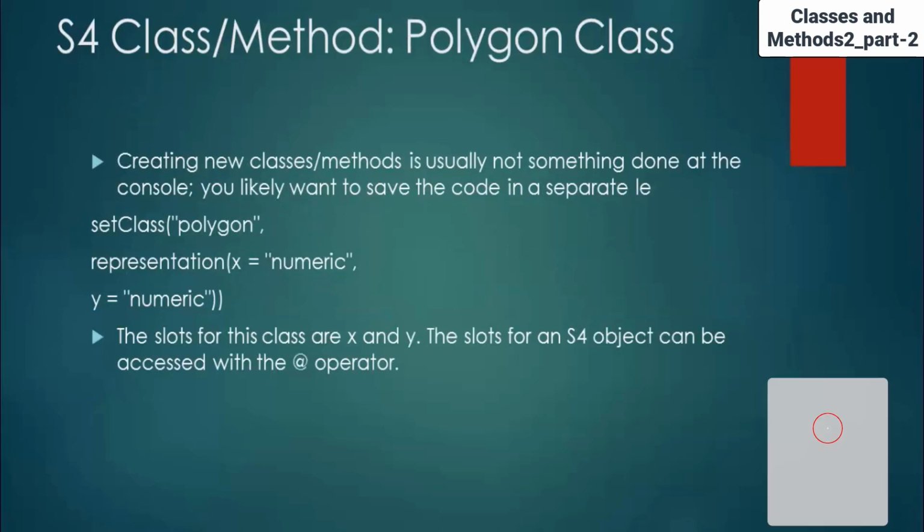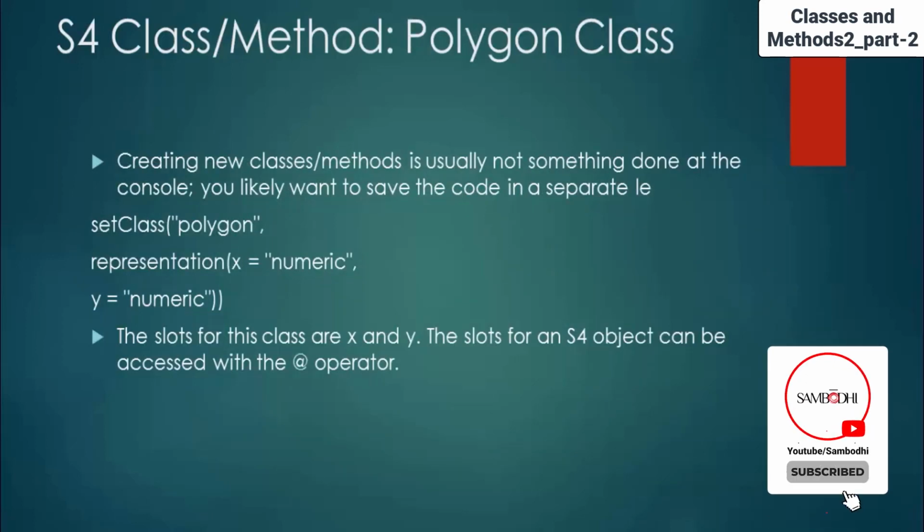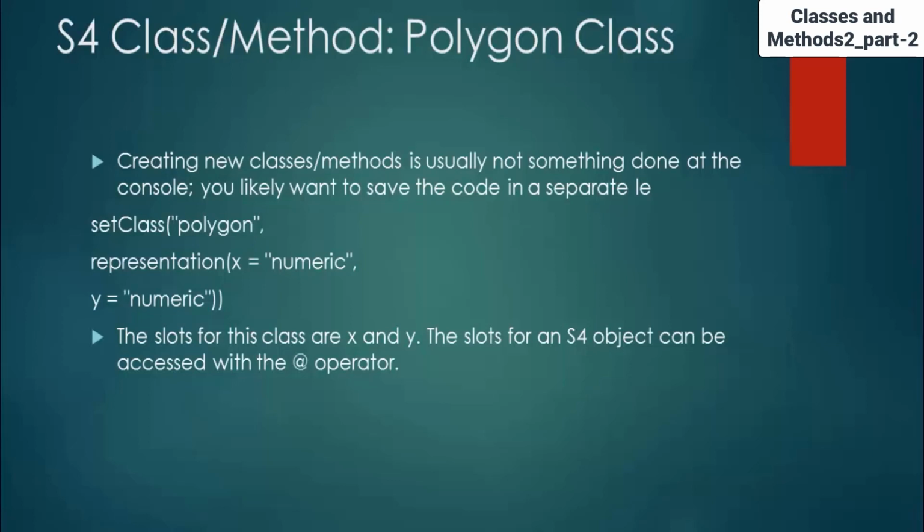Now we are seeing an S4 class and method, the polygon class. Creating new classes or methods is usually not something done at the console. You likely want to save the code in a separate file. Now I want to create a class polygon with a representation of x as numeric and y as numeric. So let's create the polygon in R.